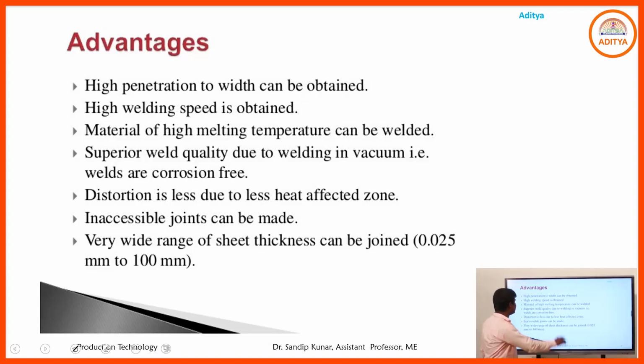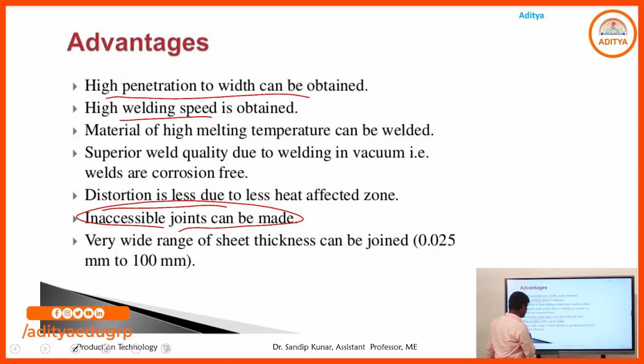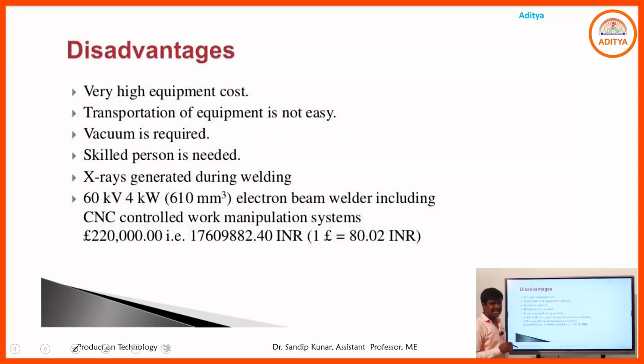What are the advantages? High penetration depth and high welding speed are obtained in this welding process. The quality of the welding is very good, and it is a corrosion-free welding. Distortion is very low due to the small heat affected zone. Inaccessible joints can be made easily using this process. A very wide range of sheet thickness, about 0.025 millimeter to 100 millimeter, can be welded using this process.